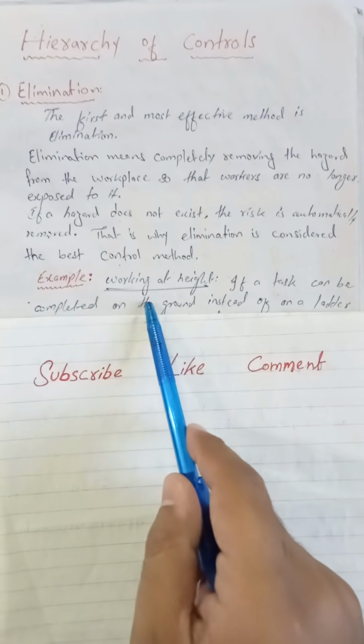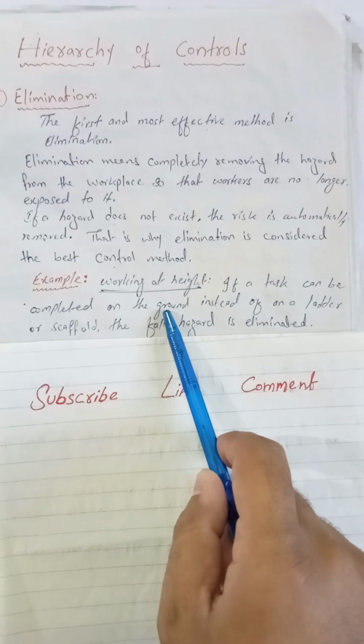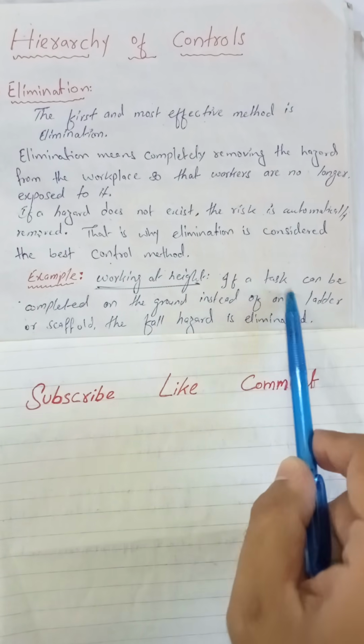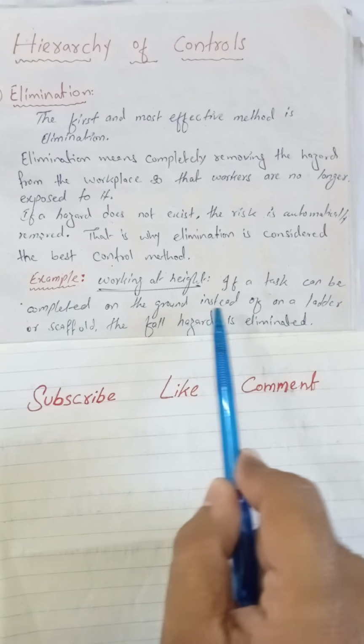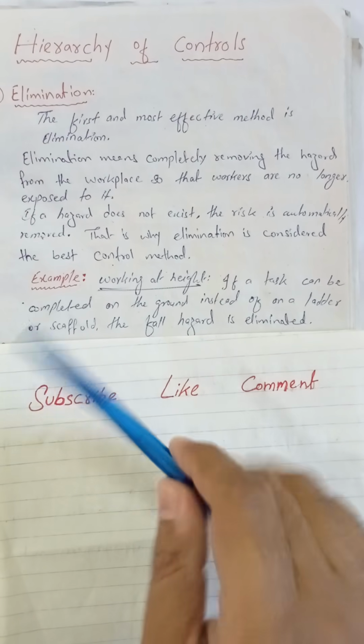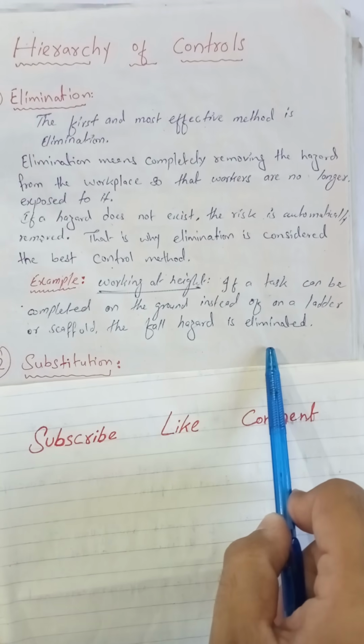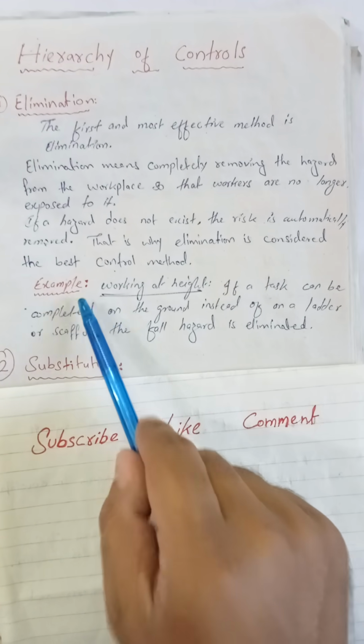For example, working at height. If a task can be completed on the ground instead of on a ladder or a scaffold, the fall hazard is eliminated. I hope you got this example.